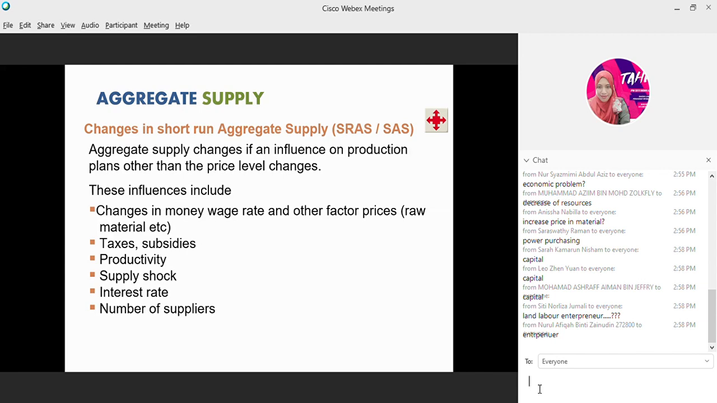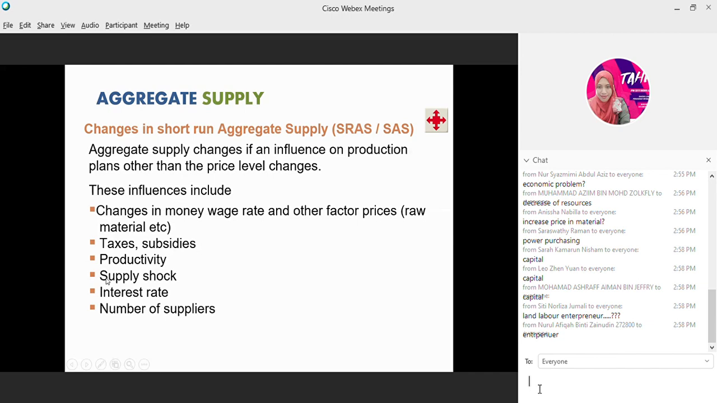Okay. So the second is tax and subsidy. This refers to government intervention. The government will collect tax, and also the government will give subsidy. Same as when we learned about the factors that will shift the supply curve long time ago. And next is productivity. Productivity also will shift the AAS curve.